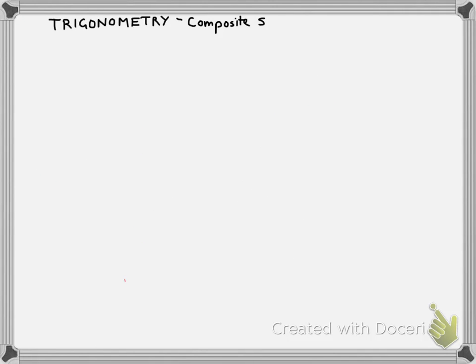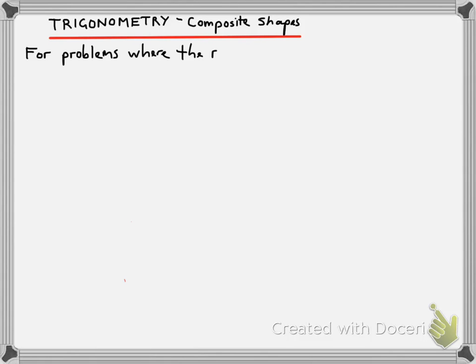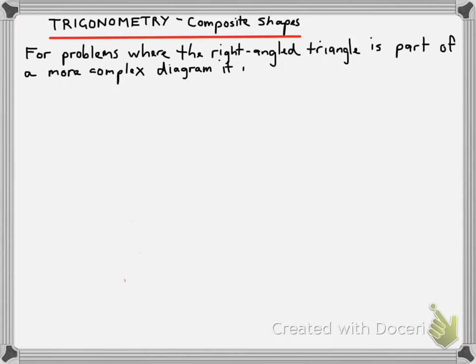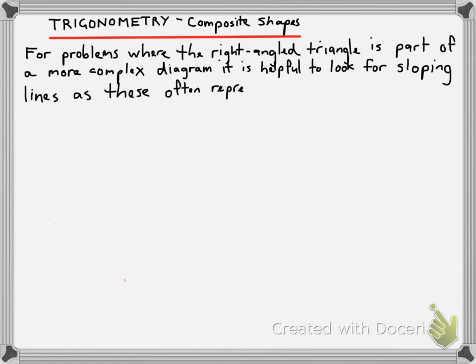Now we're going to look at some trigonometry of composite shapes. That is, shapes that contain or are composed of more than one triangle. Now for problems where the right angle triangles are hidden in the diagram or part of a more complex diagram, it's actually helpful to look for sloping lines, as these often represent the hypotenuse.